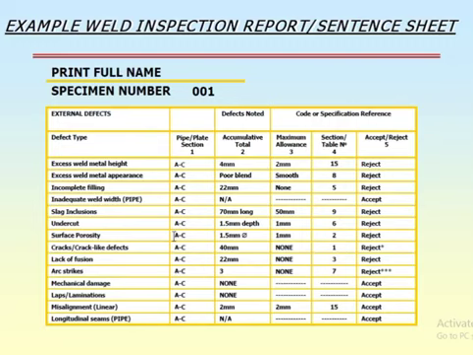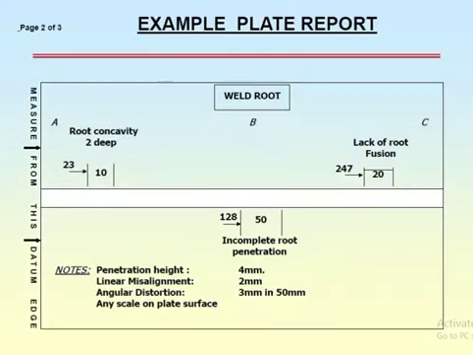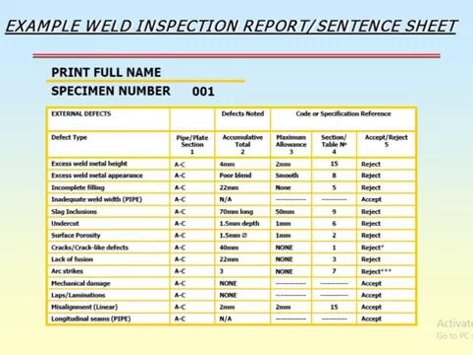So you can see here, just take an example, incomplete filling A to C, section 1. This is section 1, the test piece 1. You can see A to C here, A to C, the weld face. What is there? Lack of sidewall fusion is 22. So you can see here lack of sidewall fusion A to C 22 mm.